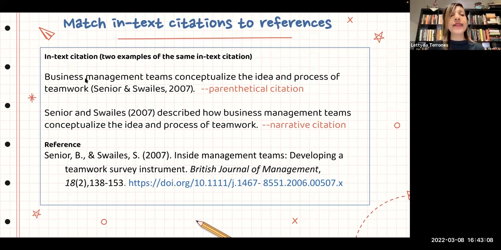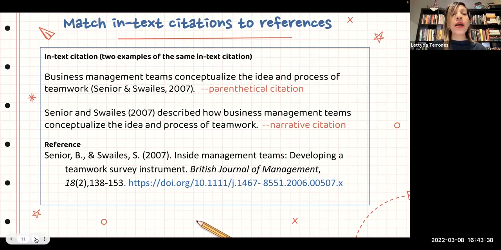This second sentence says exactly the same thing as this first sentence here. However, the difference is this one is a narrative citation because the writer has put the first author's name, followed by the word "and," followed by the second author, then parentheses, year, and put all of that info as part of the narrative of that sentence. And then either one of these would be cited at the end of the page in this way.